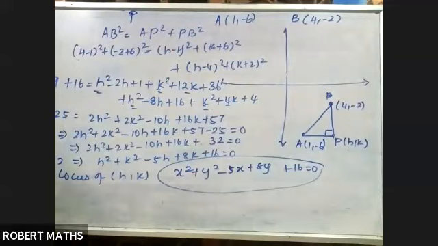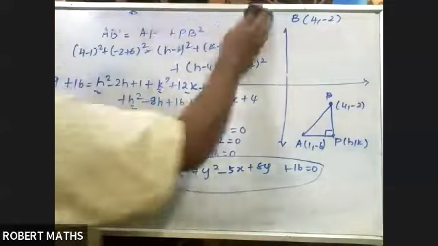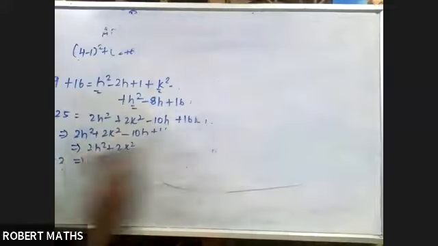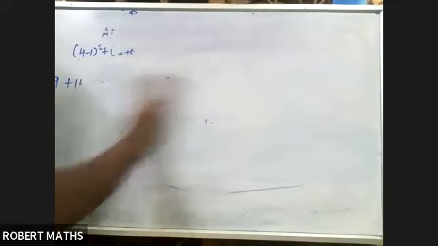If O is the origin, what is the meaning of origin? That is the starting point. 0, comma 0. O is the origin. Now let us take O is the origin.